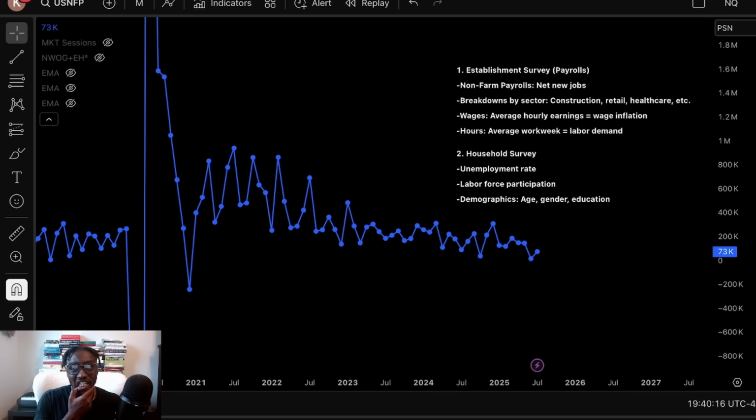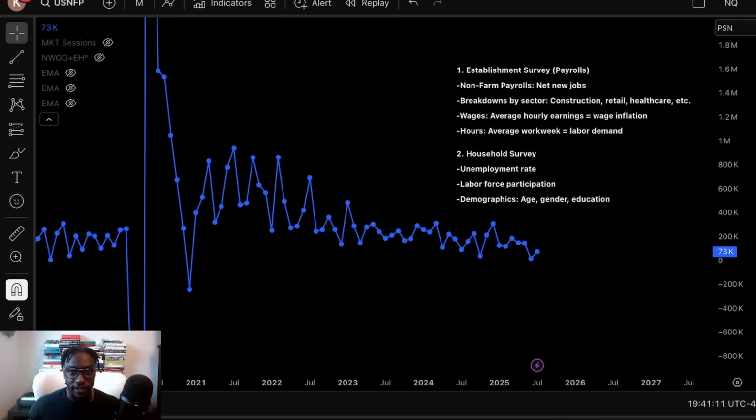Now, the next thing that's in the establishment survey is a breakdown of jobs that are being added by sector. So you might have construction, retail, and healthcare, and you might see different trends, right, in the data that's being released in the establishment survey. Next, you have the wages or the average hourly earnings. So this is used to track wage inflation. How much are wages going up? And then you have hours, or basically on the average work week, how much are people working? And this gives you an idea of how much demand there is for labor.